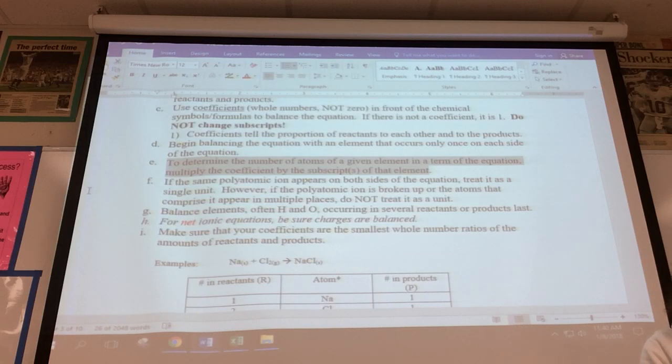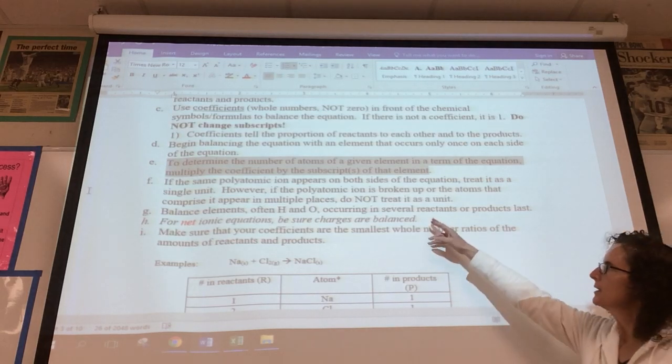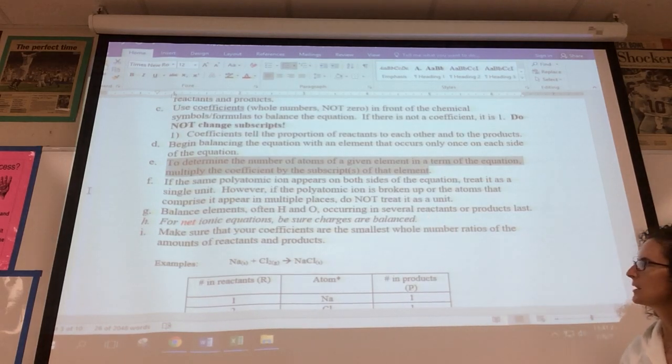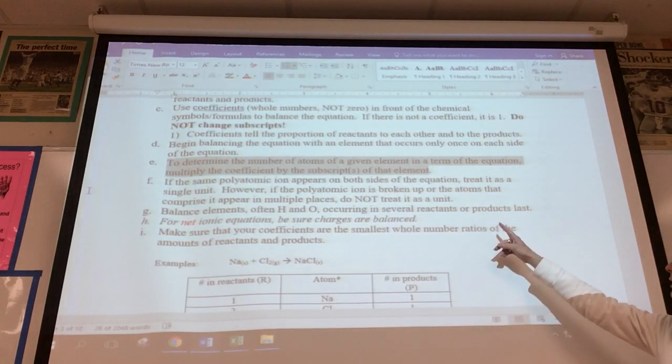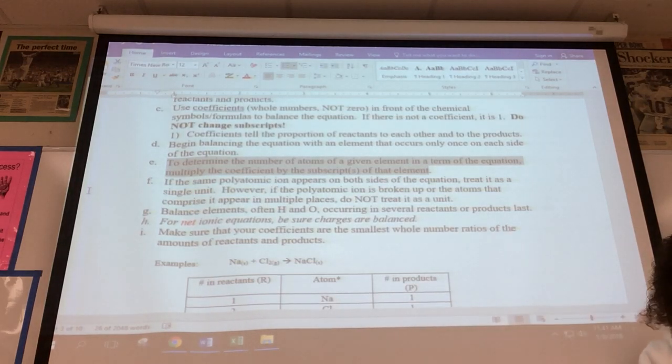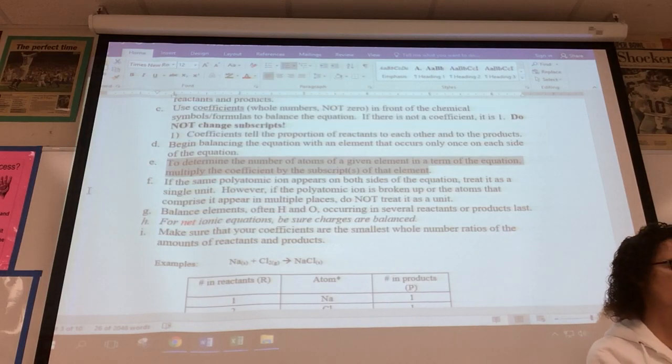If you have a polyatomic ion on both sides of the equation and those elements are not appearing anywhere else in the balanced equation, keep the polyatomic ion unit together. I'll show you that as well. Typically we do elements such as H and O last, especially if they occur in multiple reactants or products, and I'll show you that as well.